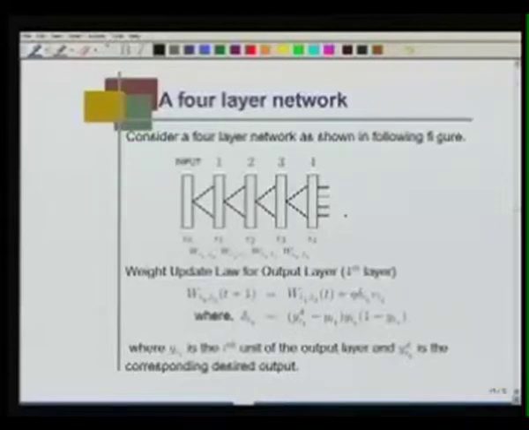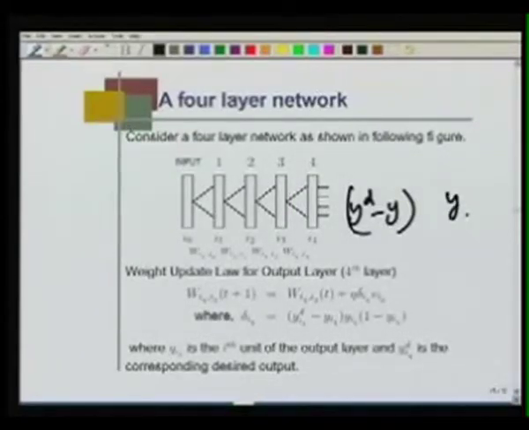So given the error, that is y^d minus y at the output layer, how do we go? So naturally the element of y is y_i_4, okay, because i_4 is the index for the output layer.